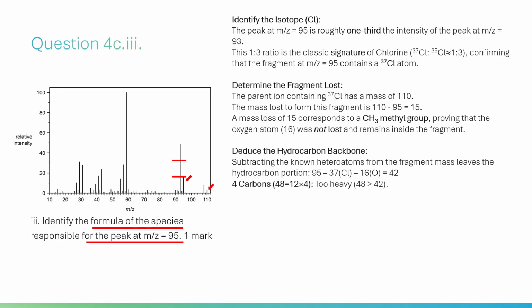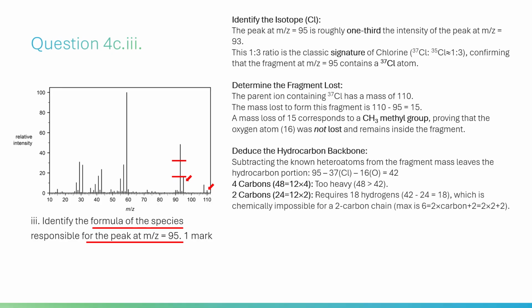95 minus 37 for Cl, minus 16 for O, equals 42. 4 carbons, 48, is equal to 12 times 4: too heavy, 48 is greater than 42. 2 carbons, 24, is equal to 12 times 2, requires 18 hydrogens, 42 minus 24 is equal to 18, which is chemically impossible for a 2-carbon chain. The max is 6, equal to 2 times the number of carbons plus 2, equals 2 times 2 plus 2. 3 carbons, 36, is equal to 12 times 3, leaves exactly 6 hydrogens, 42 minus 36 is equal to 6, which perfectly fits a stable structure, C3H6.